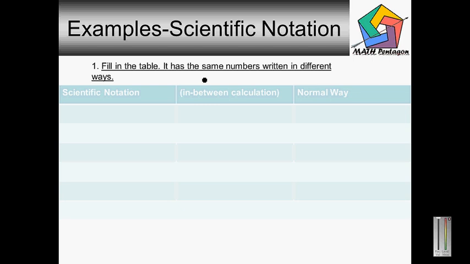Let's do a few examples on scientific notation. So we have to fill in the table. It has the same numbers written in different ways. So let's say in scientific notation form we have 6 times 10 to the 5th power.